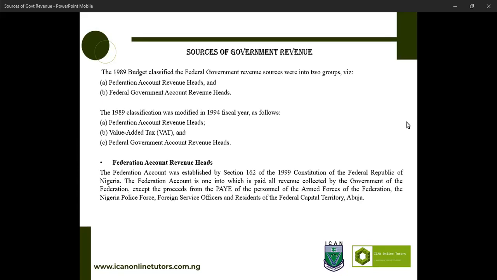And the revenue that is collected by the government for the Federation is head one, head two, and head three. And these heads exempt the following collections from the Federation Account. And what are the exemptions? Proceeds from the PAYE of personnel of the armed forces of the Federation, the Nigerian Police Force, foreign service officers, and residents of the Federal Capital Territory, Abuja. Are we following? Yes, sir.